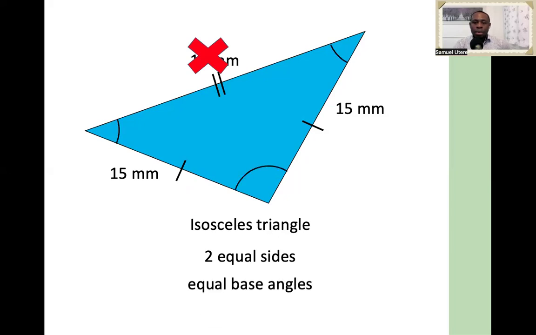The base angles are equal, so they must have equal base angles. The angles that we call the base angles are the angles that meet the base of the triangle. It is the angle that is formed by the two equal sides of the triangle.